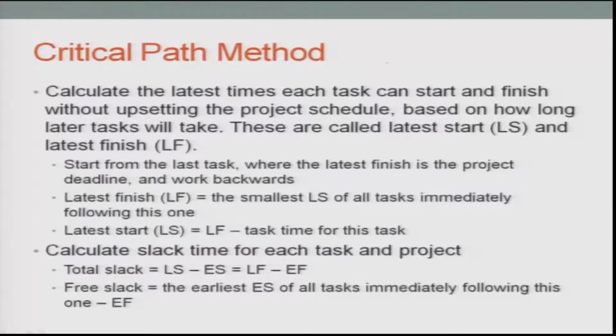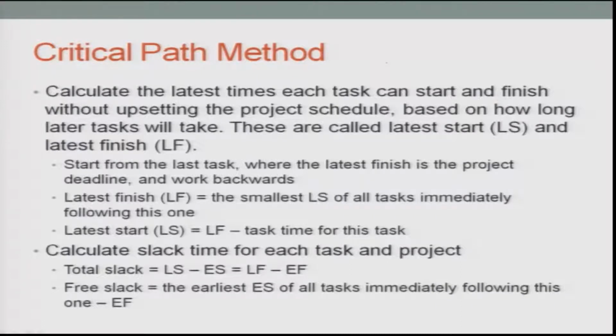The latest finish is basically the smallest LS, the late start, of all the tasks immediately following the task you are trying to analyze. The latest start would basically be the latest finish minus the task time for that activity. Then calculate the slacks.